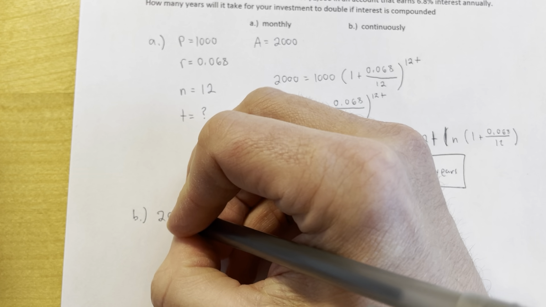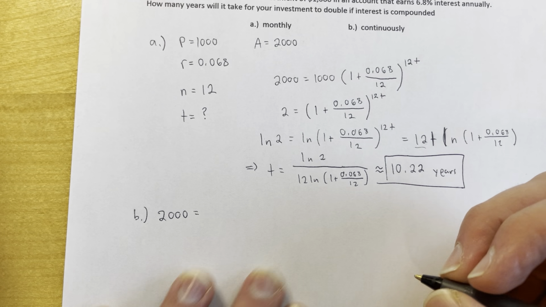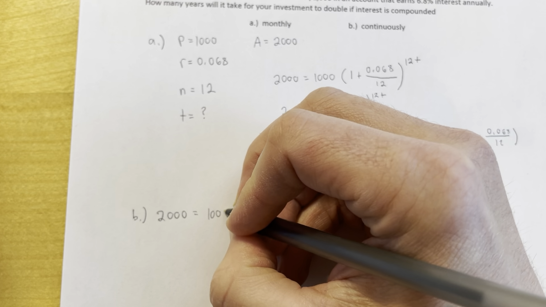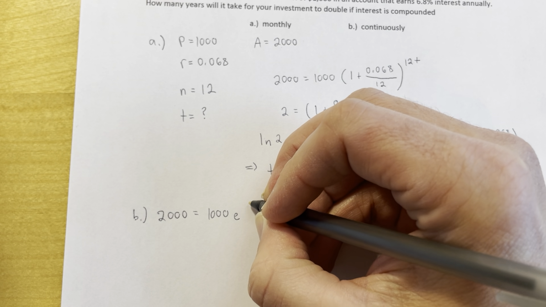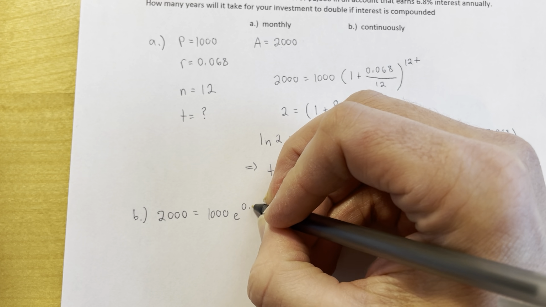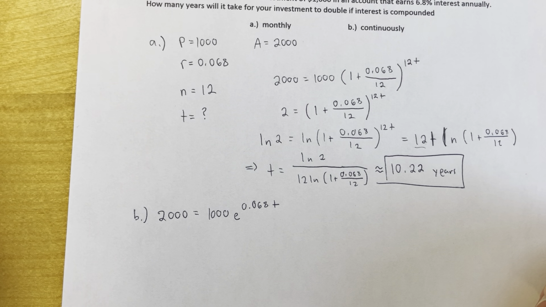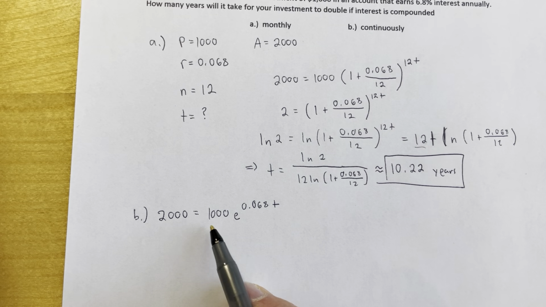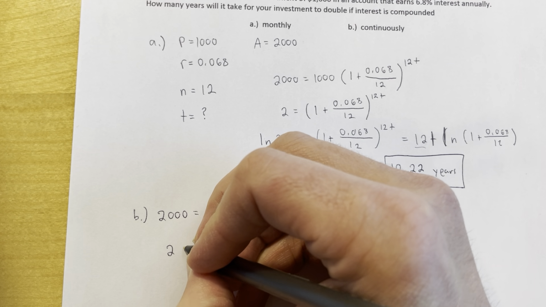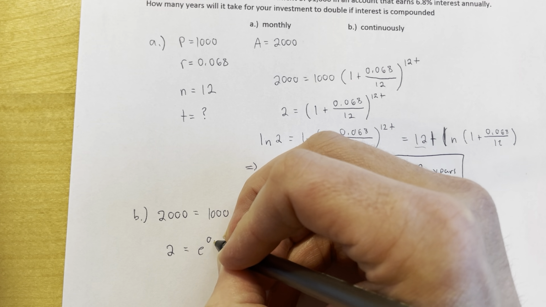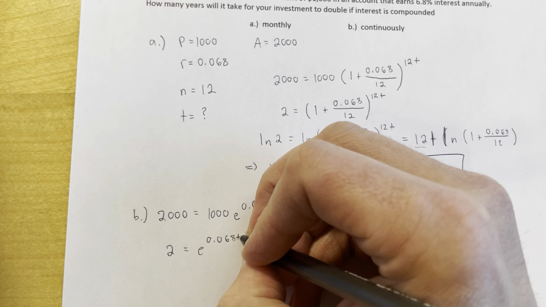So 2,000, our account balance, is equal to P, 1,000, e to the rt. That's 0.068 t. Okay. Same first step, divide by 1,000. That would give me 2 over here, e to the 0.068 t over here.